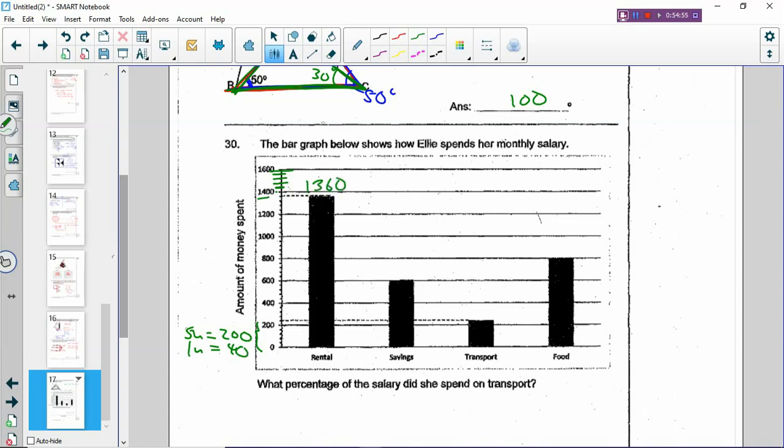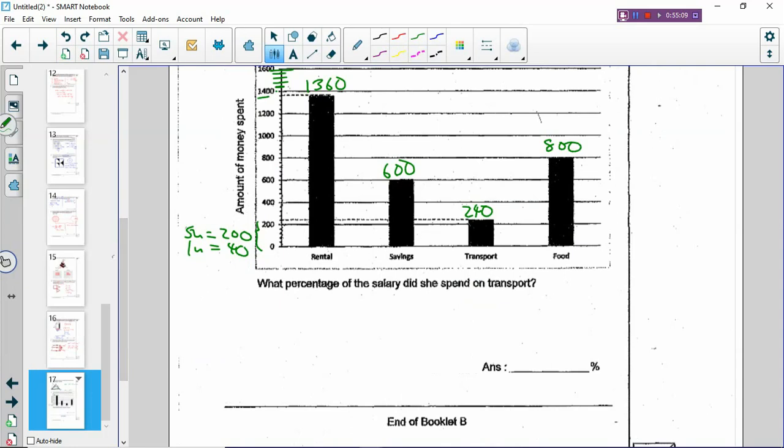And then the savings will be 600. And then your transport will be 240. And then your food will be 800. Alright, that's the second step. And now you can look at the questions and solve. So make sure you do all this first, because if you just rush through, you find that it's very easy to make mistakes. Then you see what percentage.